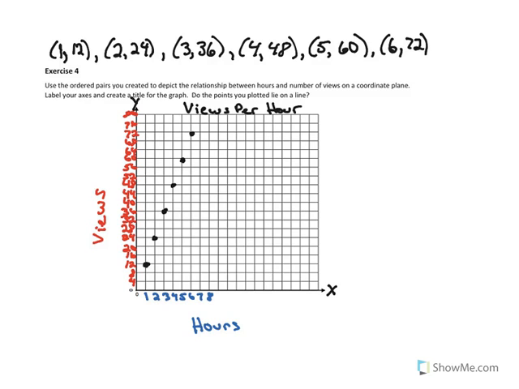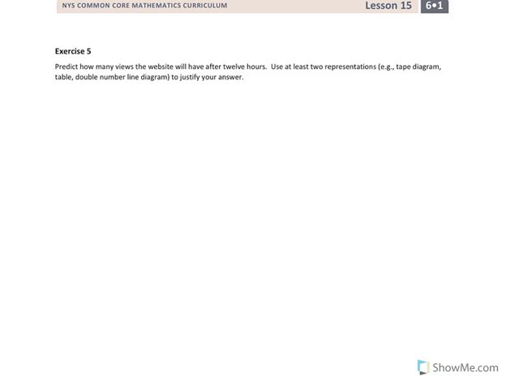Okay, moving on to exercise 5. Exercise 5 says predict how many views the website will have after 12 hours. Use at least 2 representations, for example, a tape diagram, a table, a double number line diagram to justify our answer. So we could go back and do the table just by extending your table, and that would help us figure out after 12 hours how many it would be.